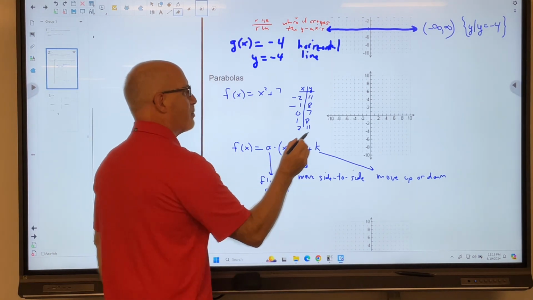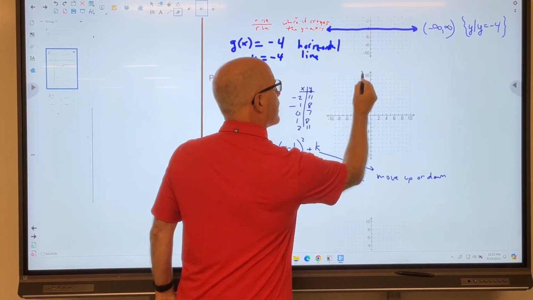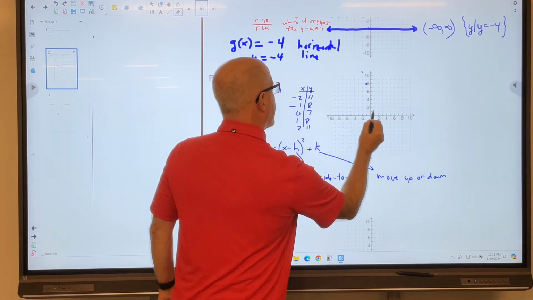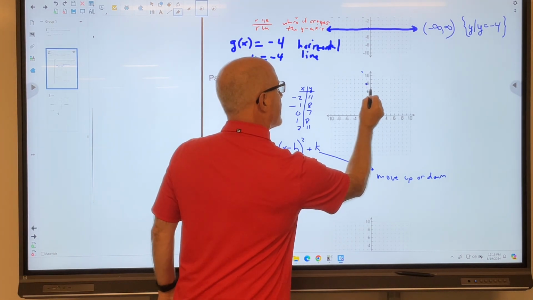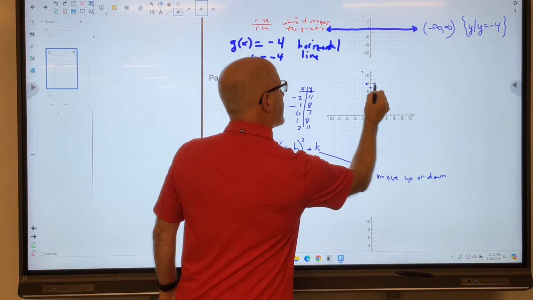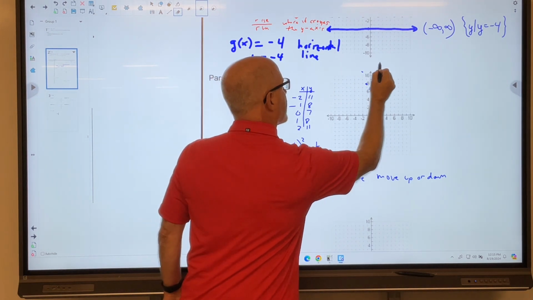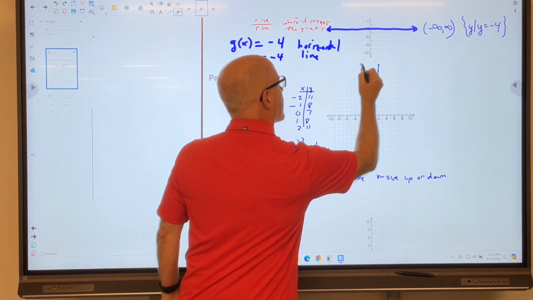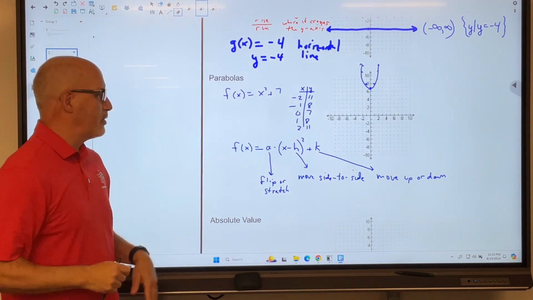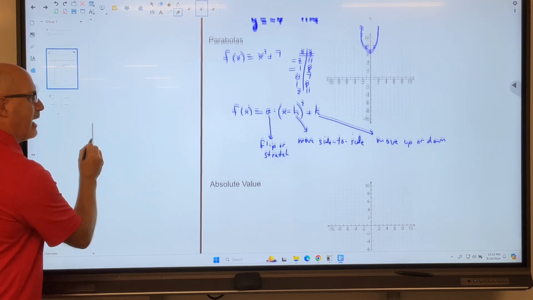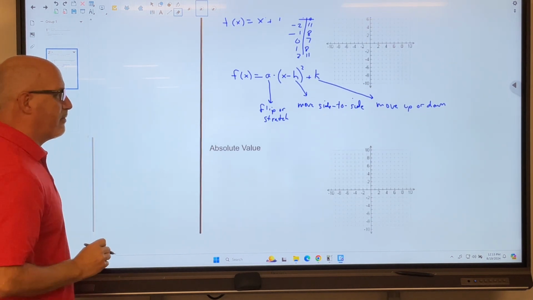So if we plot those points, -2 up to 11, -1 up to 8, 0 with 7, 1 with 8 and 2 with 11, you get the parabola look, the U shape to it. Now absolute value follows a similar pattern, only it's a V shape.